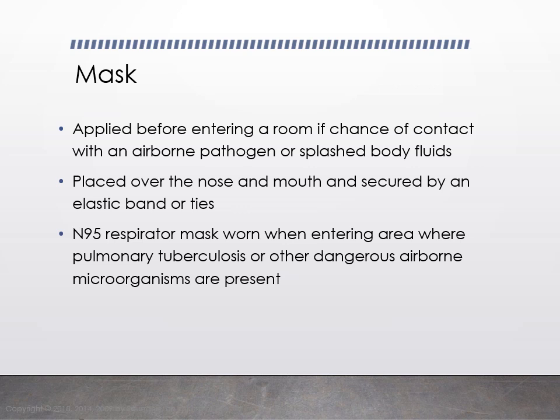Masks. So these are applied before entering a room if chance of contact with an airborne pathogen or splashed body fluids exists. They're placed over the nose and mouth and secured by an elastic band or ties. N95 respirator masks are worn when entering an area where pulmonary tuberculosis or other dangerous airborne microorganisms are present. So N95 respirator masks, these must be approved by OSHA, and they prevent passage of 95% of particulate matter.